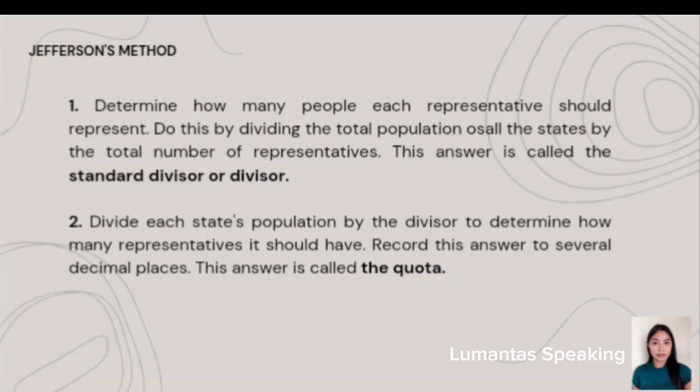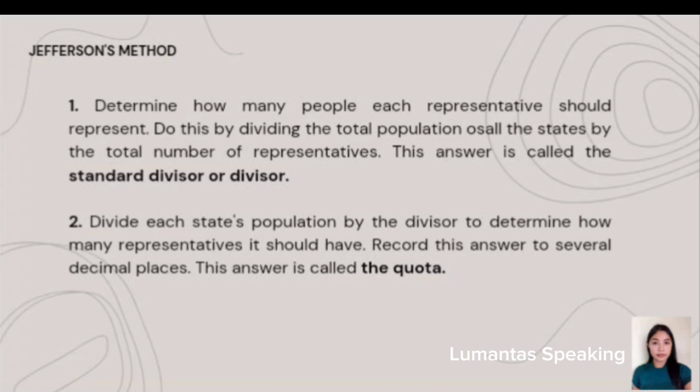The second step is to divide each state's population by the divisor to determine how many representatives it should have. Record this answer to several decimal places. This answer is called the quota.